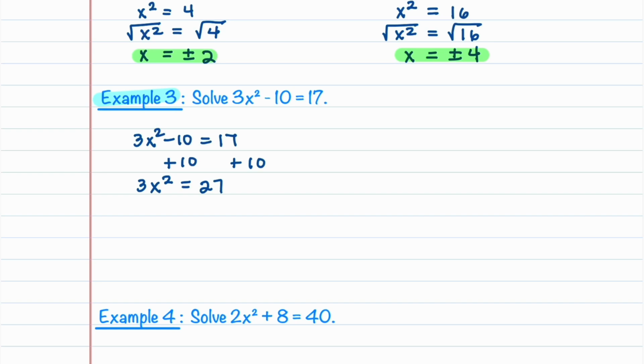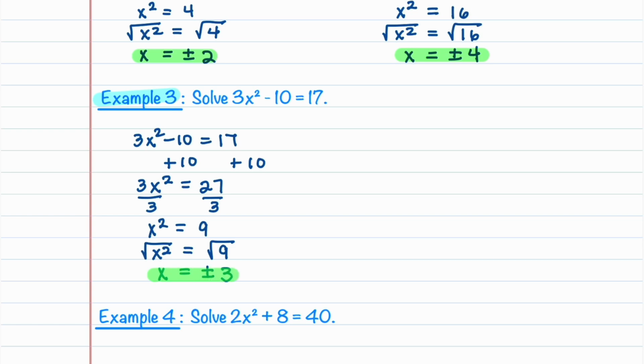Now we're going to divide both sides by 3. And we get x squared is equal to 9. And then the next step is to take the square root of both sides. Hopefully you're starting to get the hang of this. On the left, we're going to get x. And then on the right, we get plus or minus 3.